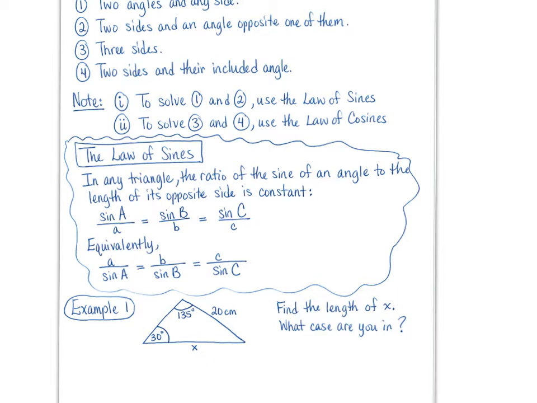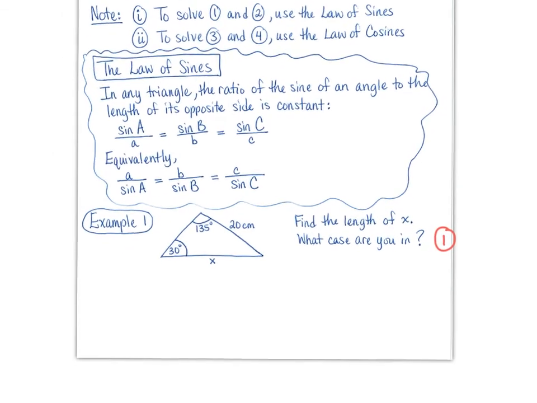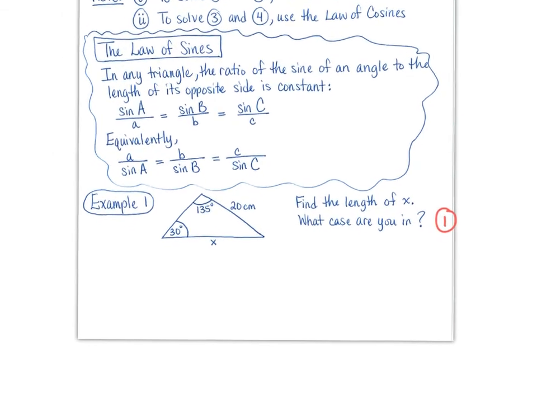What case are we in? Case 1. Very good. We have two angles and any side, so we are in case 1. So what law do we use? We use the law of sines. You got it.